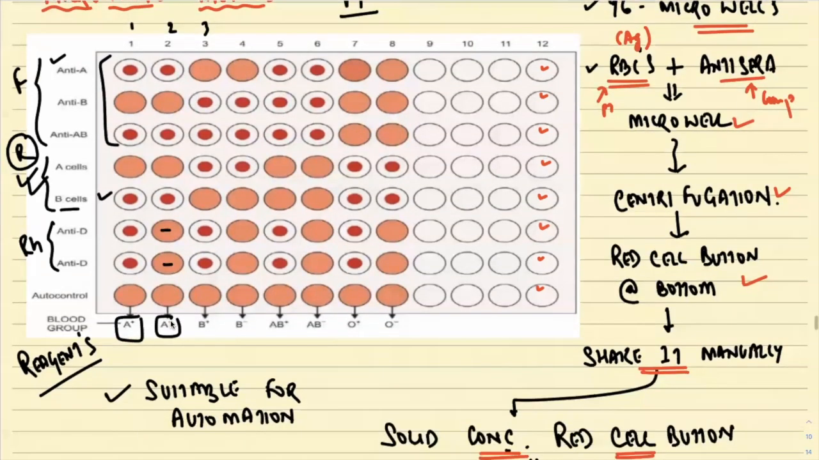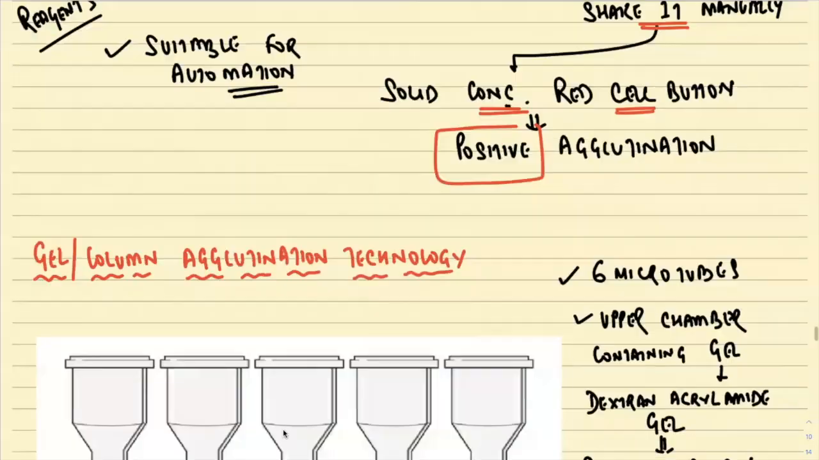A very important thing about the microplate technology is that it is very sensitive, highly reliable, and suitable for automation. So you can use this method in automated devices. Is this very clear to everyone?